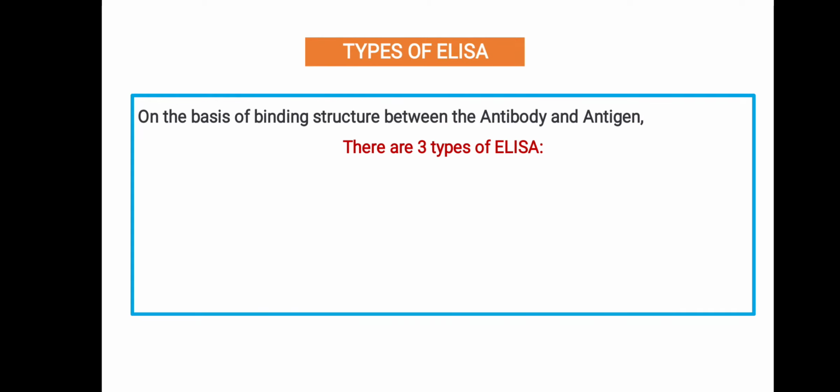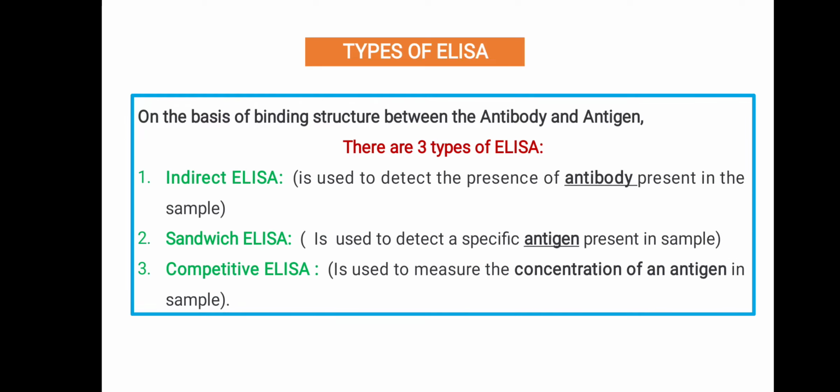Next, types of ELISA. On the basis of the binding structure between the antibody and antigen, there are three types of ELISA. First, indirect ELISA. Second, sandwich ELISA, and third, competitive ELISA. Indirect ELISA is used to detect the presence of antibody in the sample. Sandwich ELISA is used to detect a specific antigen present in a sample, and competitive ELISA is used to measure the concentration of an antigen in the sample.